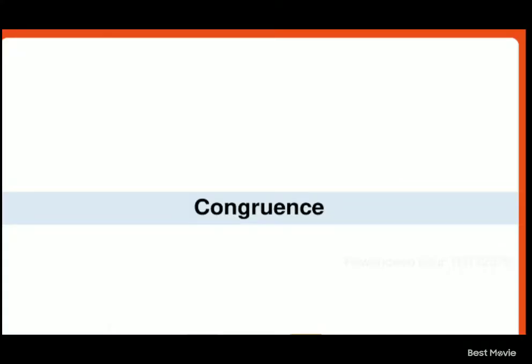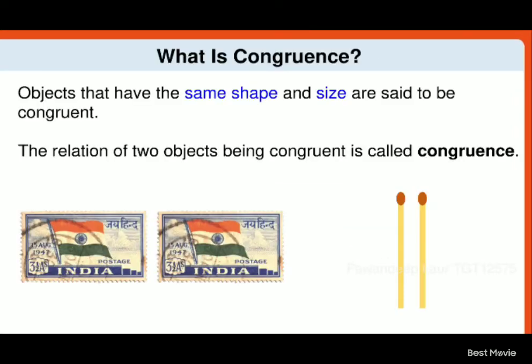Before learning this topic, let us learn the term congruent. So what is congruent? Objects that have the same shape and size are known as congruent. The objects whose size is the same and shape is also the same are known as congruent. And the relation of two objects being congruent is known as congruency.